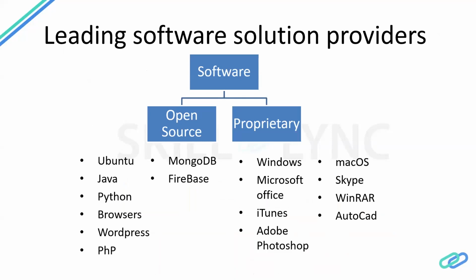Now I'll just give you names of some softwares, and we need to understand this difference. There are two types of softwares. One is open source software, and one is proprietary software.